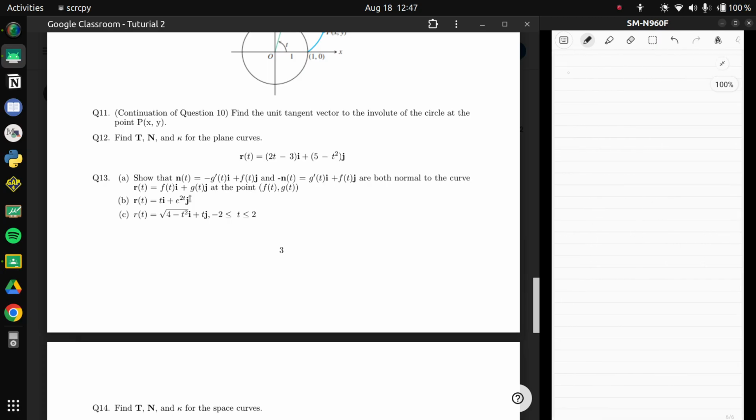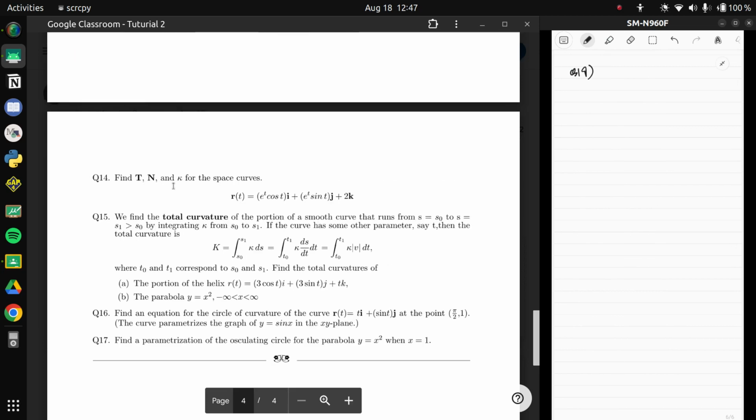Question 13. Let's go to the next one. Question 14. Question 14 is find T and N. Can you just stop? Really, I'm just differentiating things one by one at this point. I'm just going to write this as 3 vectors or something like that.